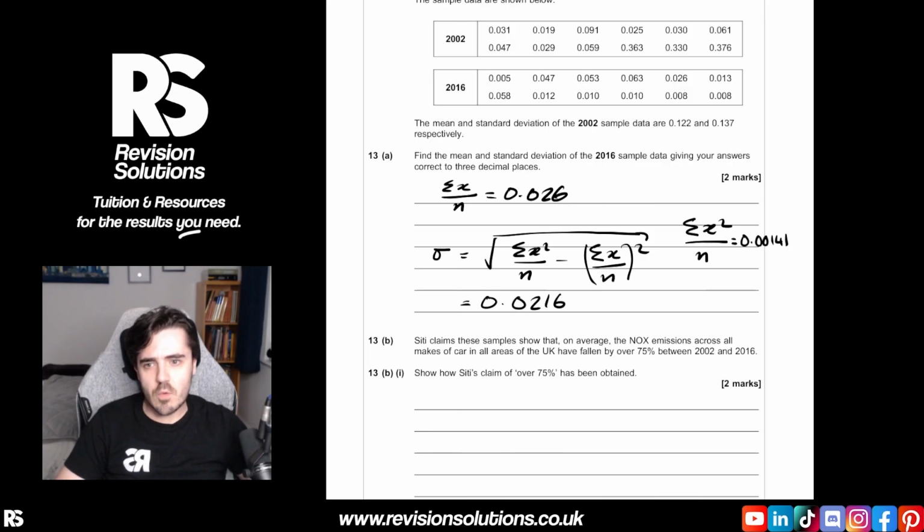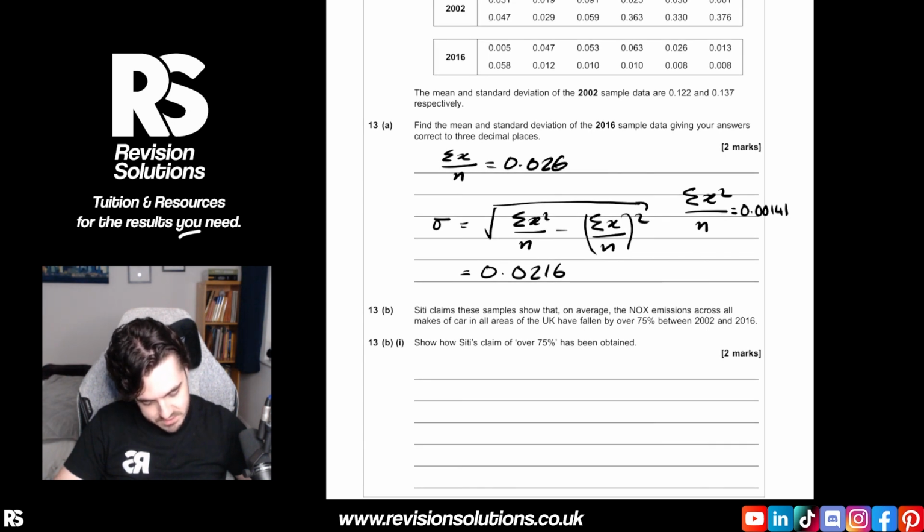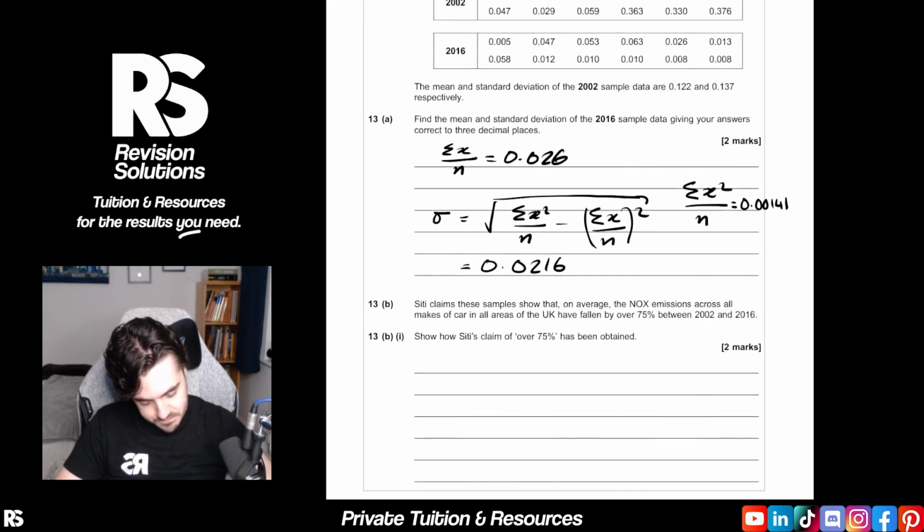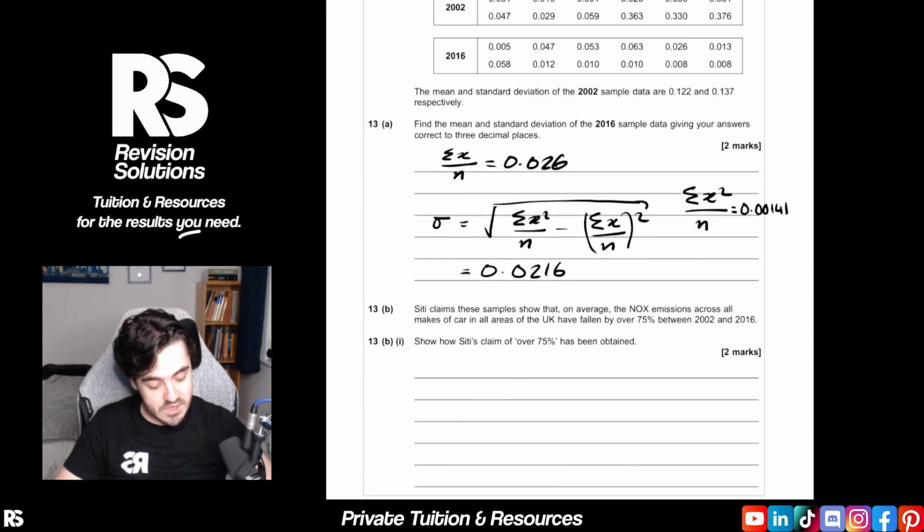Then 13b part 1 says, City claims these samples show that on average the NOx emissions across all makes of car in all areas of the UK have fallen by over 75% between 2002 and 2016. Show how City's claim of over 75% has been obtained. So we need to calculate basically the change in the average NOx emissions. So the new mean is 0.026 and the old mean was 0.122.